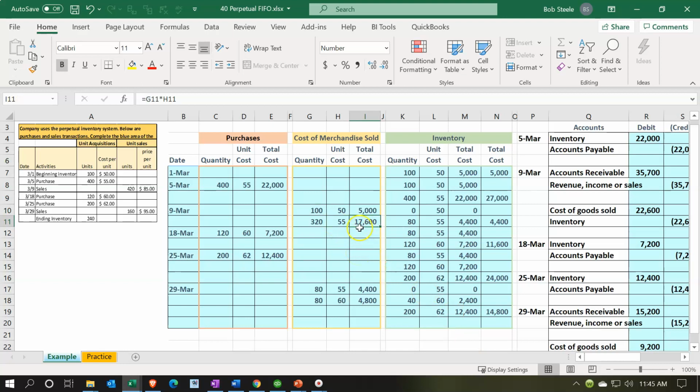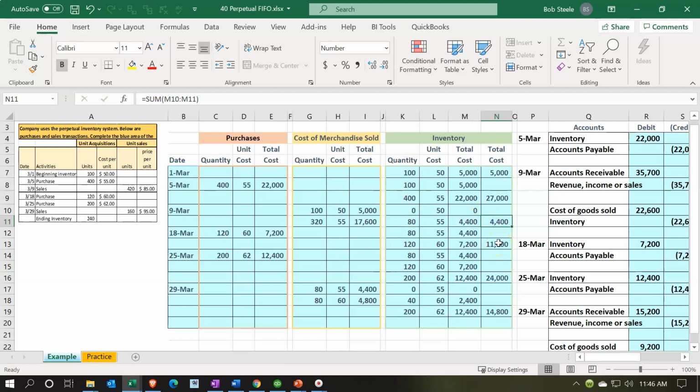So this amount, in dollars, is what would be recorded on the books as an increase in cost of goods sold and a decrease to inventory. And then the balance sheet would still have inventory on the books. The 100 units have now been wiped away, so they're gone. And then we had 400 units at the 55, which are now down to only 80 units. So now we would be on the balance sheet left with 80 units.